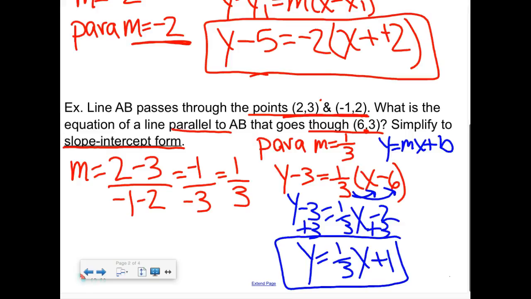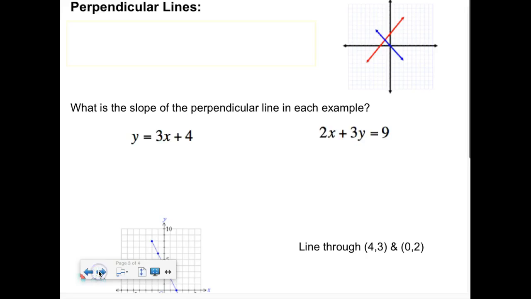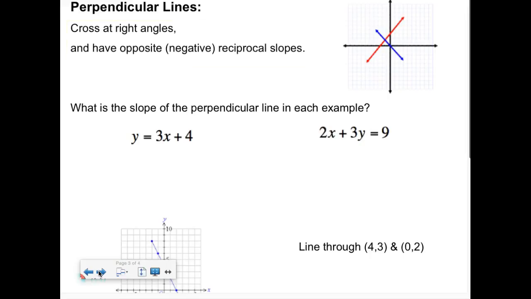Okay. So those are parallel lines. So then the next thing we are going to talk about are perpendicular. And terrible news, perpendicular is trickier than parallel. So perpendicular lines, they cross at right angles. It's very important that we know that they cross at right angles because there are lines that cross, but if they're not at a right angle, we don't consider those to be perpendicular. Now our slopes this time are not the same.